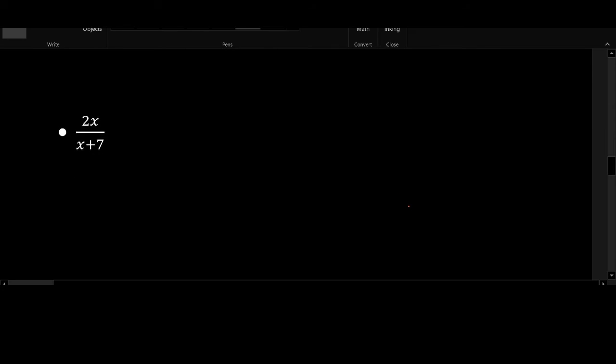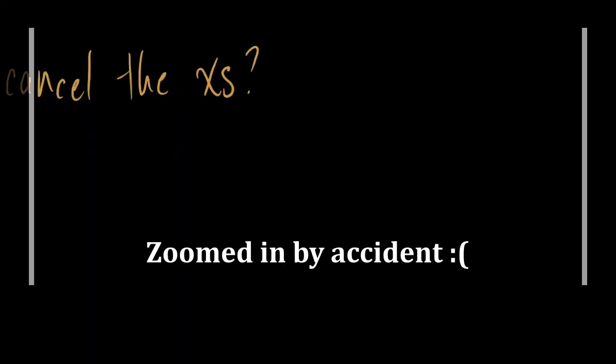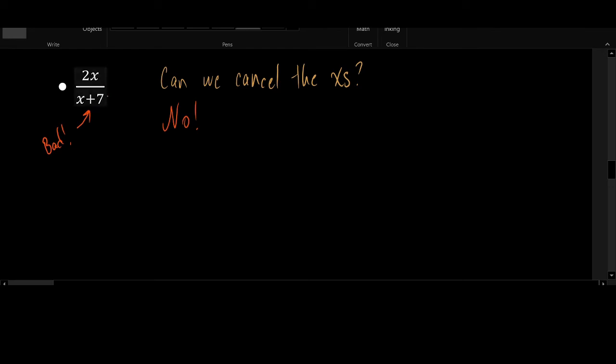Let's try another example. Here we have 2x divided by x plus 7. The question is, can we cancel the x's? And the answer here is still no. And the problem is the plus sign in the denominator, which is in contact with that x that we're trying to cancel out. So because this plus sign is in contact with an x, we cannot cancel out these x's in this fraction.